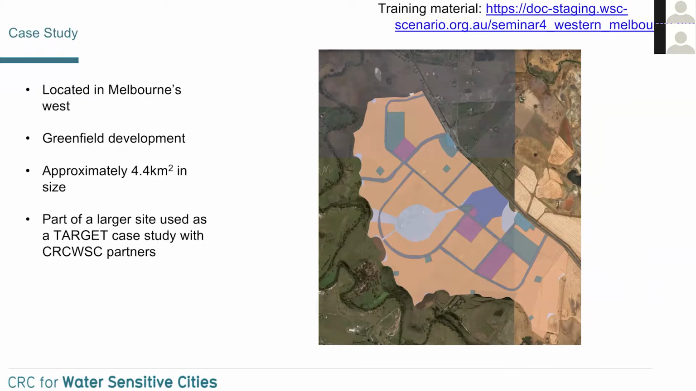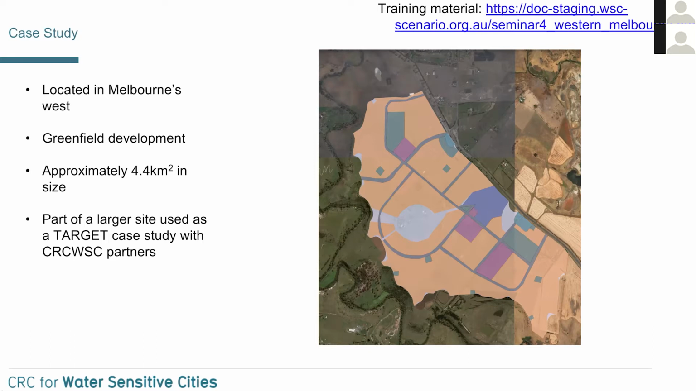So what we're looking into today is a case study we have selected in Belvans West. It is a greenfield development, so a typical pre-structure planning, and it's approximately 4.4 square kilometers in size. This has been part of the original project where Target has been tested, and today we want to use that as one of the case studies.